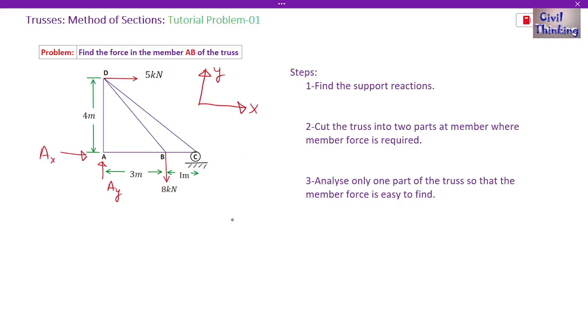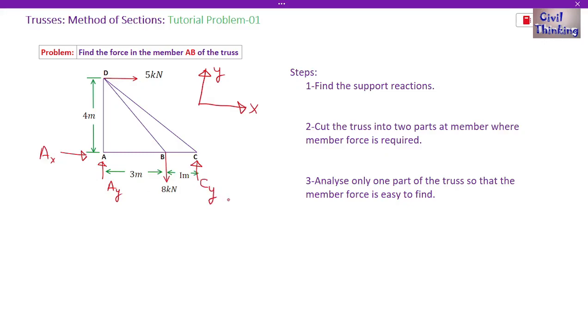AY means the support reaction at A in the Y direction, or the vertical direction, and AX means the support reaction at A in the X direction, or horizontal direction. Similarly, this is a roller support, and in a roller we have only one support reaction. So this is the one support reaction at C. Let me call this CY, the support reaction at C in the Y direction.